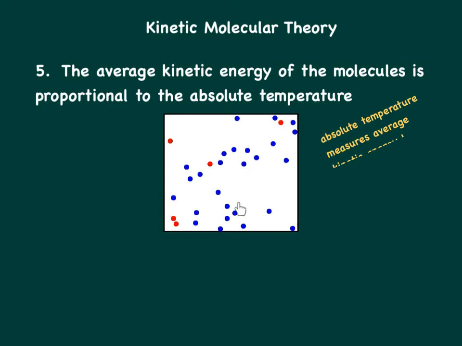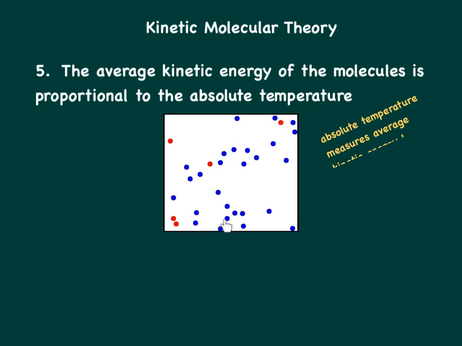So even though we might have gases that have different masses and individually may be moving with different speeds, the average amount of kinetic energy is the same at a given temperature. If we were to double the absolute temperature of the gas, it would also double the average kinetic energy of the gas.